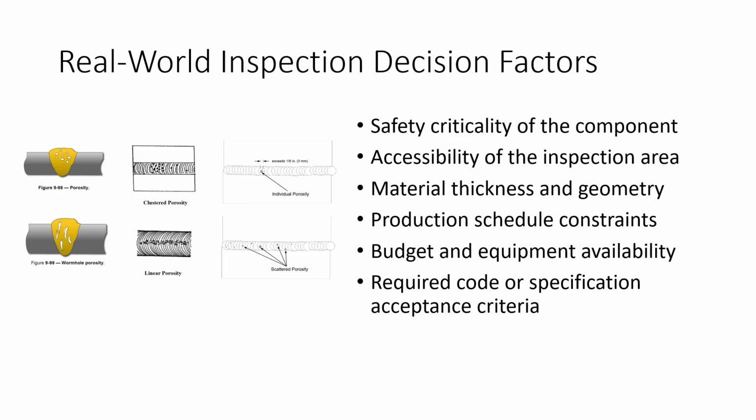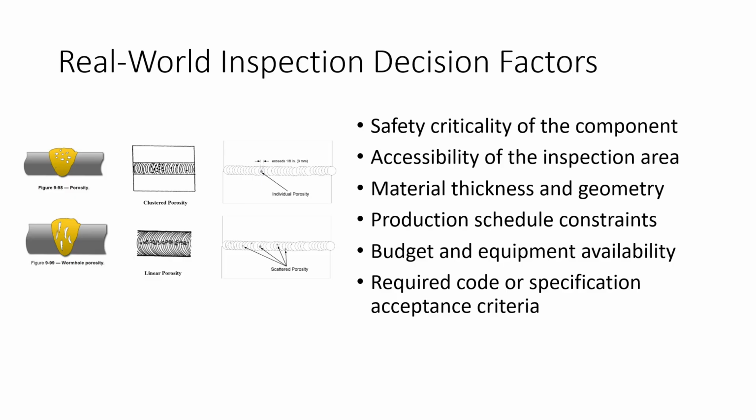Can we get to the inspection area? How can we get to it? Maybe we can't get into it. Maybe it's on the inside of a turbine. Well, then we've got to use a borescope or some kind of remote inspection technology. The material thickness, how thick is this thing? If it's super thick, we might not be able to use ultrasonic on it. Maybe some kind of radiography where we get out a really big source and punch a lot of radiation into this thing.